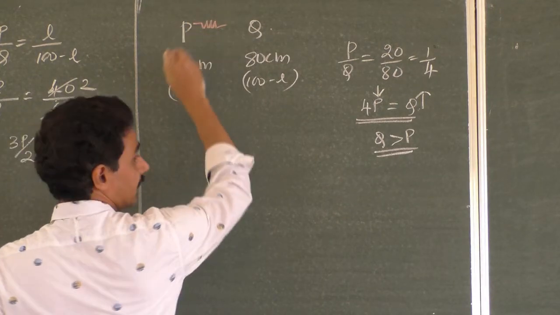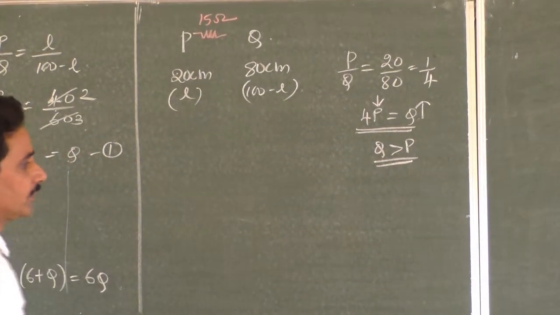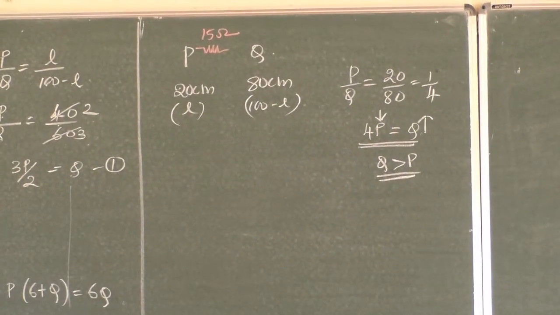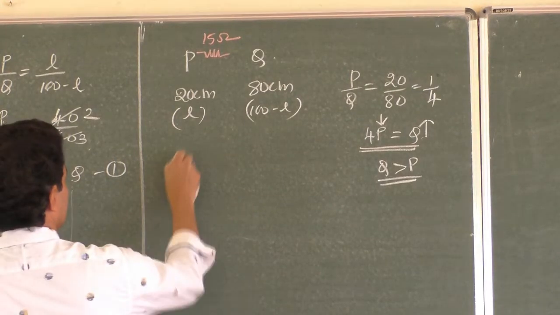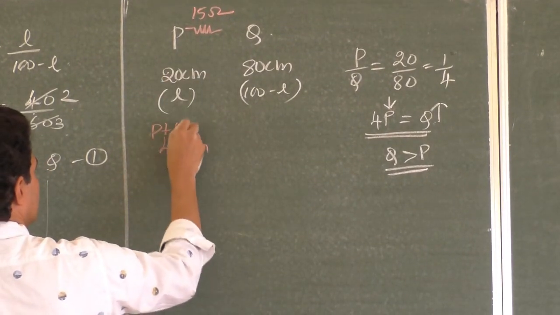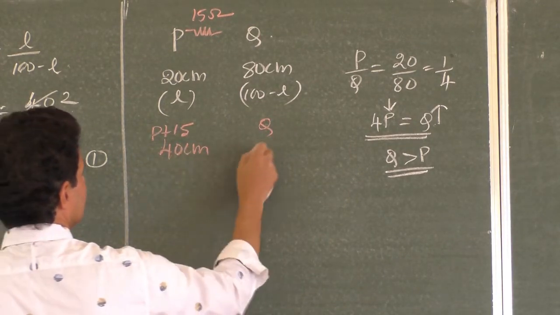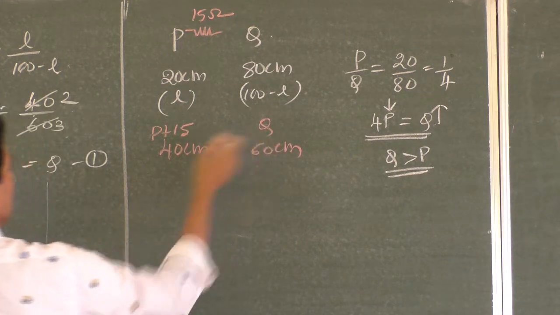A resistance of 15 ohm is connected in series with the smaller of the two resistances. Now the null point is shifted to 40 centimeters. This is 40 when this is connected here. So P plus 15 you have here, you have Q here, and then this is 60 centimeters. This is the new value.